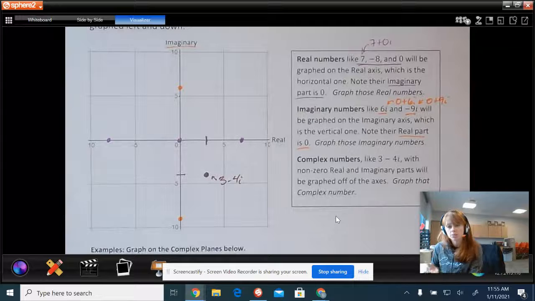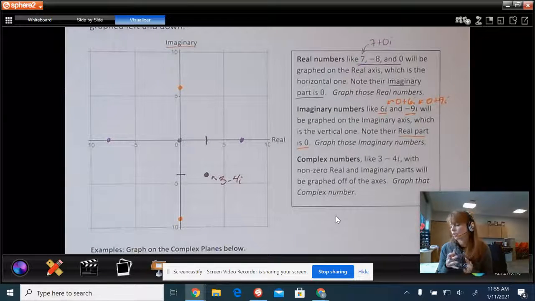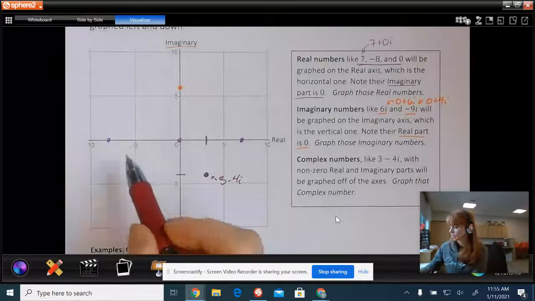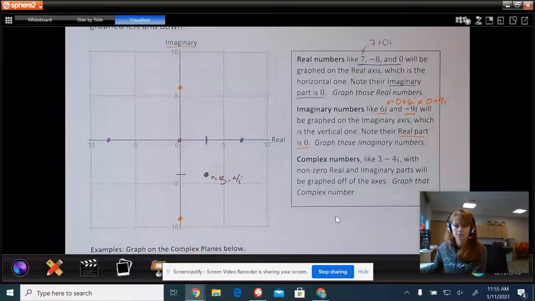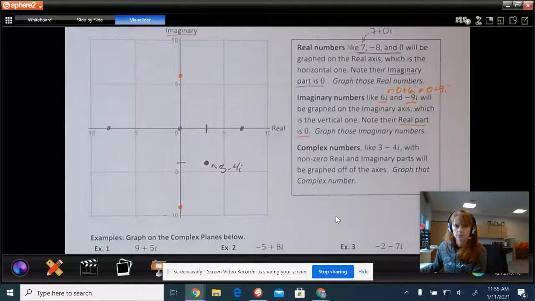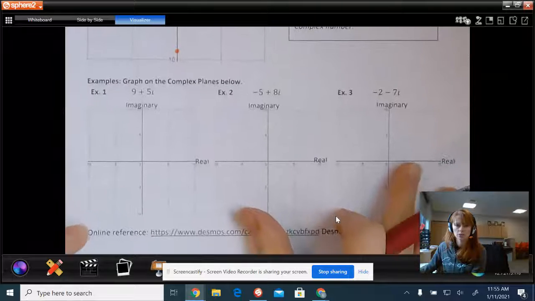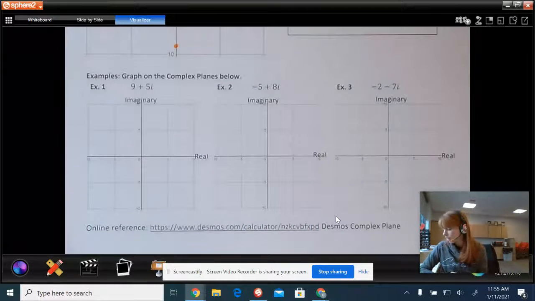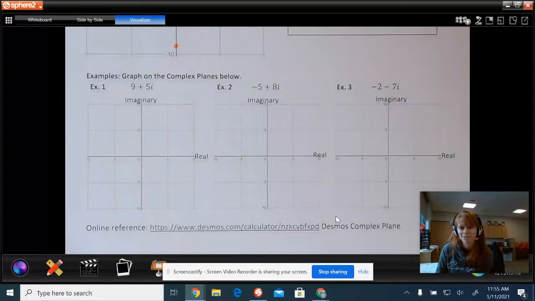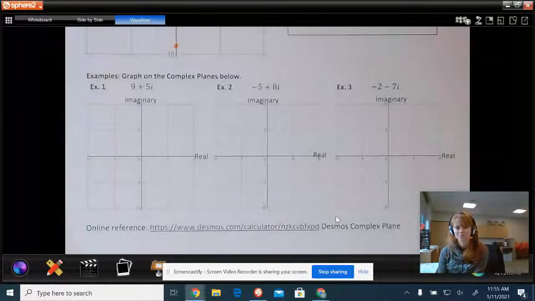Okay, so that would be very similar as if we were just looking at a normal coordinate plane with x and y. That would be a 3, -4. But now we're looking at a complex number plane where we've got our real numbers and our imaginary numbers. Okay, so then on your own, try out examples 1, 2, and 3. Pause, plot them, and then we'll double check answers.